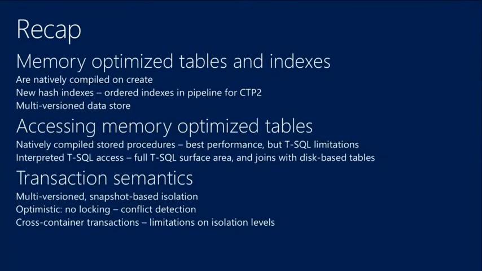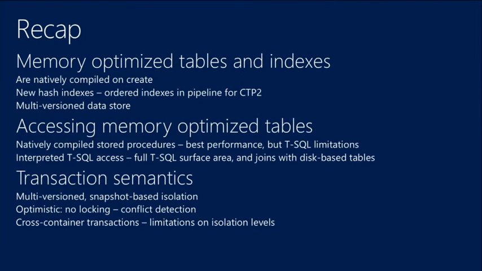Just to recap the main things I touched on here. First, memory optimized tables and indexes. They are natively compiled on start. And we have a new type of index, hash indexes, which are particularly good for point lookups. And point lookups are also typically used in OLTP scenarios. But we do have ordered indexes, which are useful for range scans and for ordered scans, coming in CTP2. The data store itself is multi-versioned.